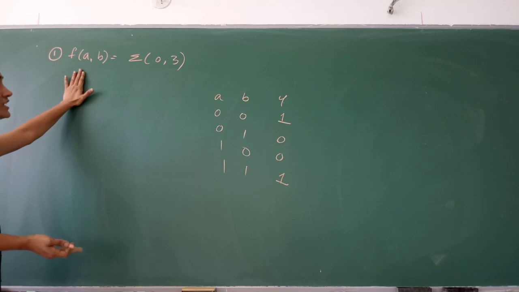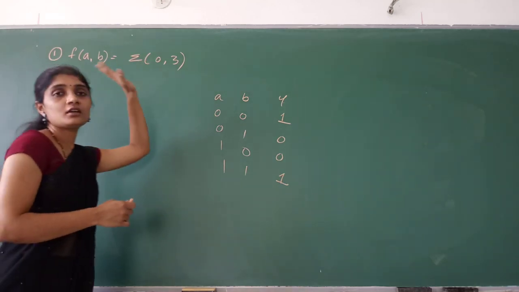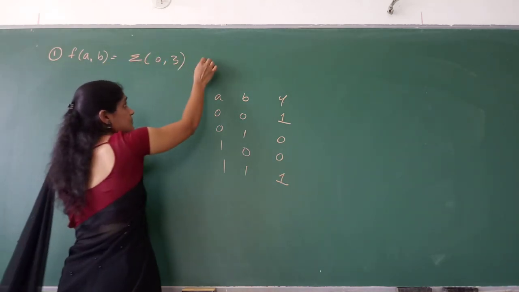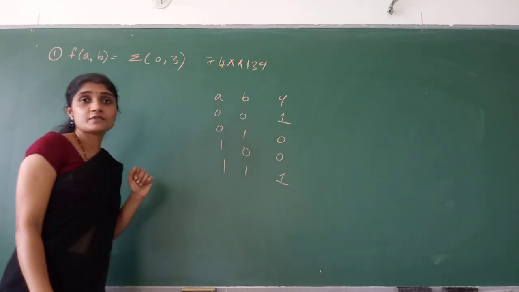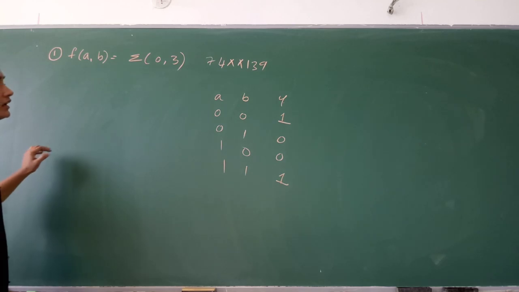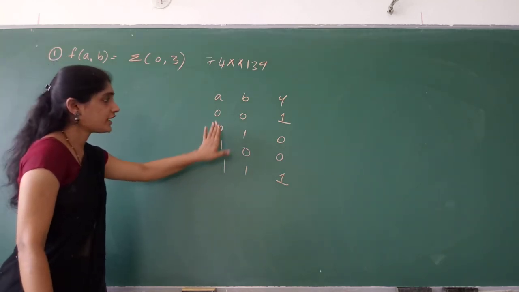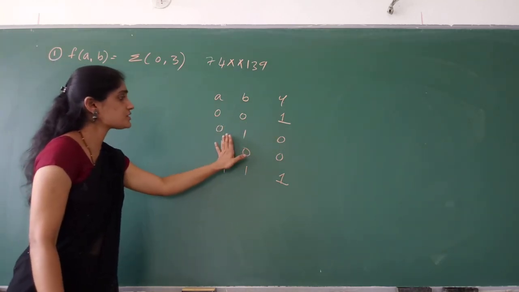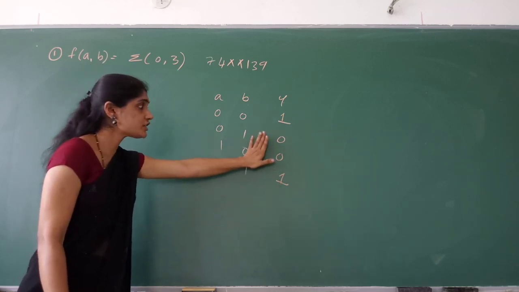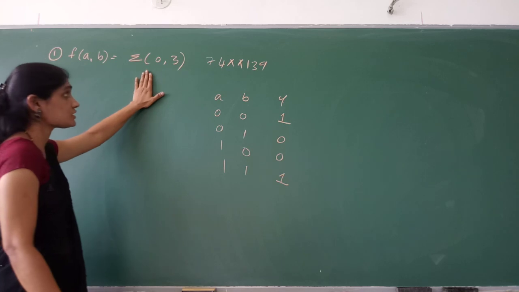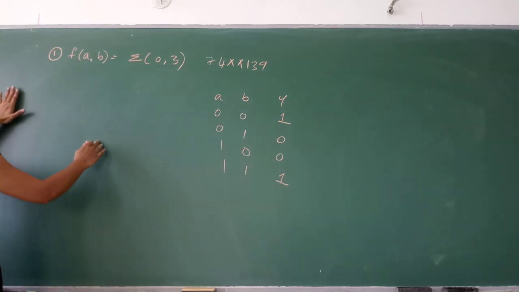And now they are telling us to implement this function using 74LS139. The question is: implement this function using 74XX139. This is the output I should get. For 0, 0 output is 1. For 0, 1 output is 0. For 1, 0 output is 0. For 1, 1 output is 1. This is the truth table I am supposed to get for this function when I implement it using a decoder.